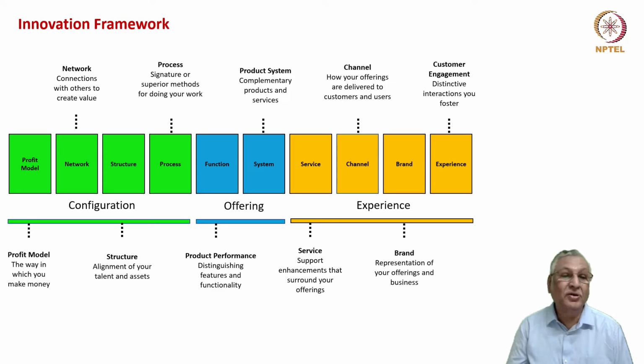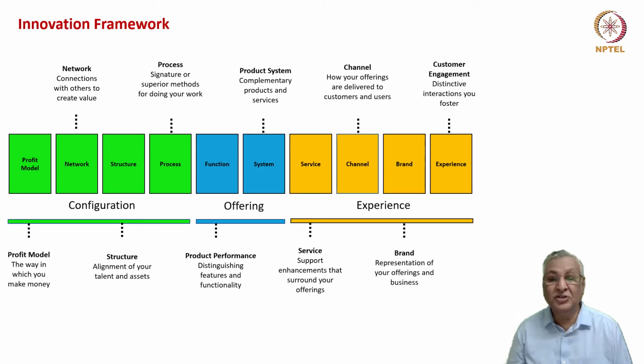And to be able to deliver, we need an industry structure or an innovation structure. And that is the third aspect. And the fourth aspect is the process by which you undertake your innovation. Every company will have its own signature process or superior method of innovation. These four are the configuration related aspects of an innovation framework.